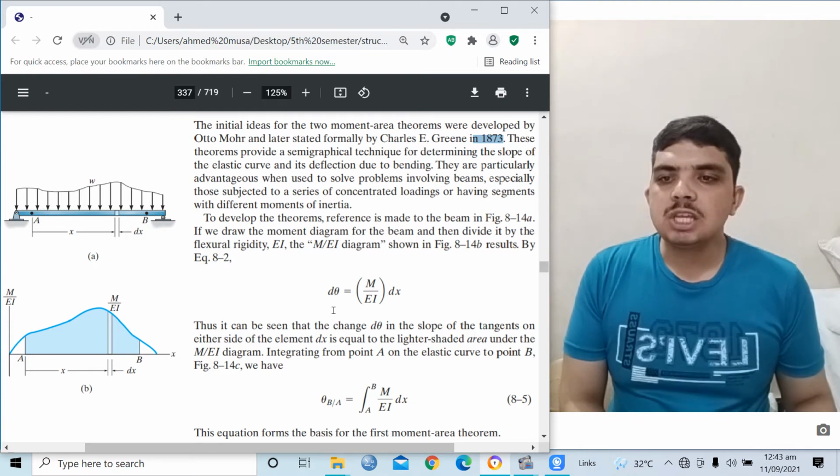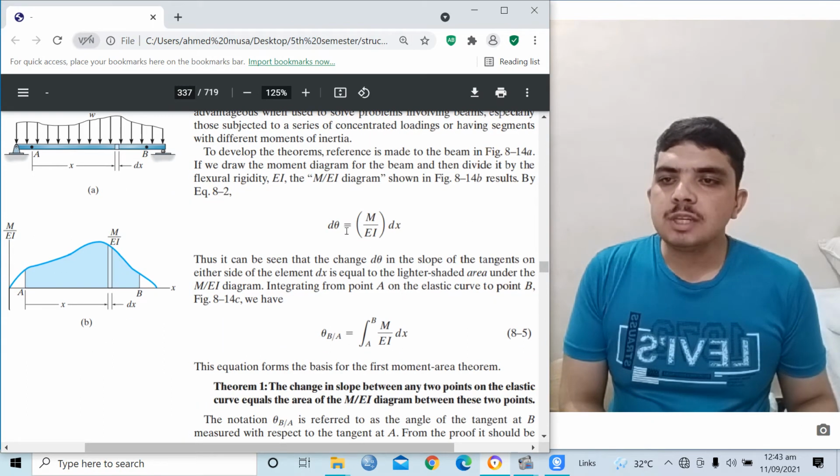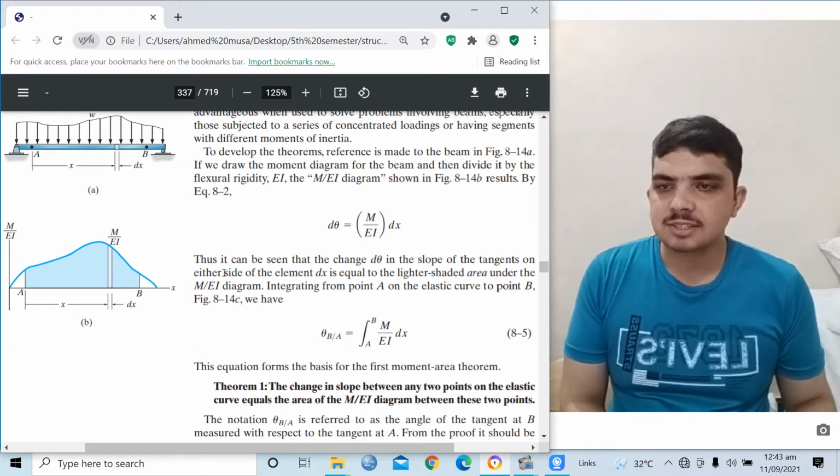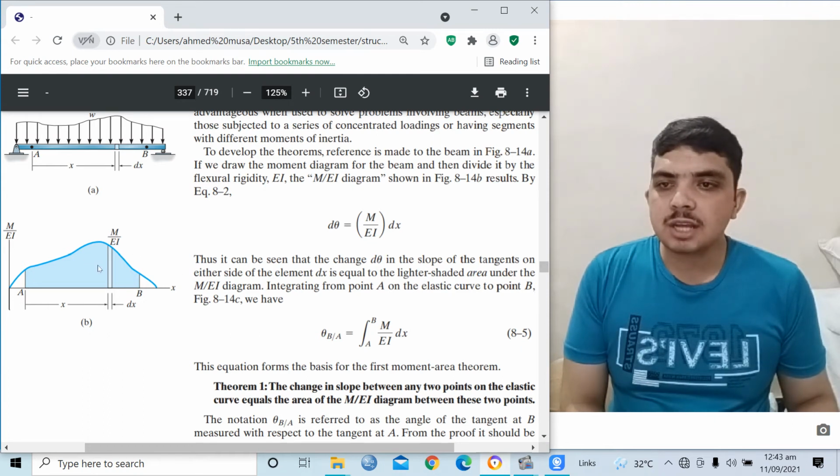Now, d theta, if we find it, for example, at horizontal distance, should be equal to M by EI diagram and dx. So we take a derivative of this with respect to dx. Dx means that horizontal distance. Now our target is to find the moment area. So integration we use for area.